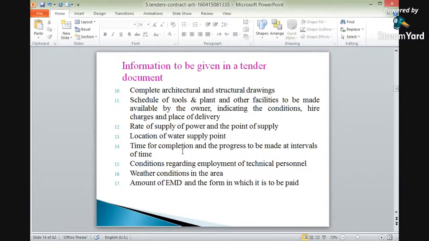Next is the weather conditions in the area, whether there is rainy weather or hot sun. So what are the weather conditions? Weather conditions in the area.